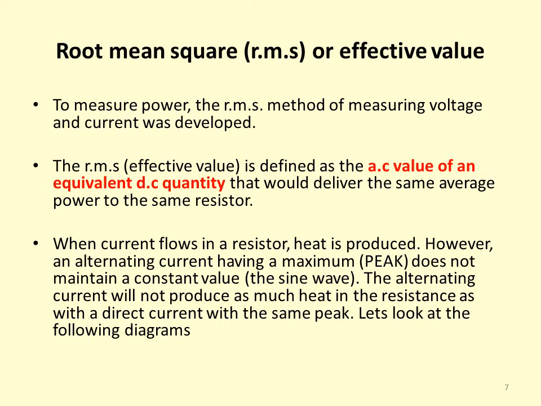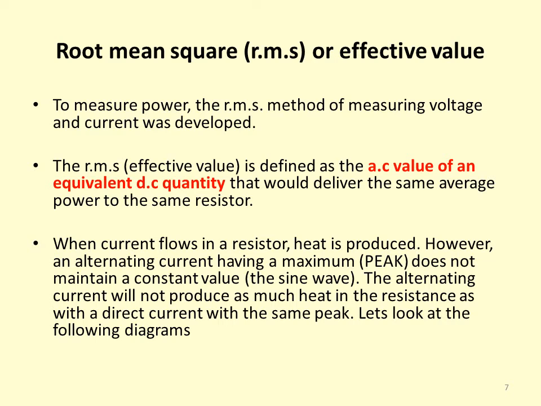Another quantity we would find in an AC sine wave is the root mean squared, also known as the RMS value or the effective value. To measure power, the RMS method of measuring voltage and current was developed. If we were to measure voltage at a distribution board, we would be measuring the RMS value. This is defined as the AC value of an equivalent DC quantity that would deliver the same average power to the same resistor or load.